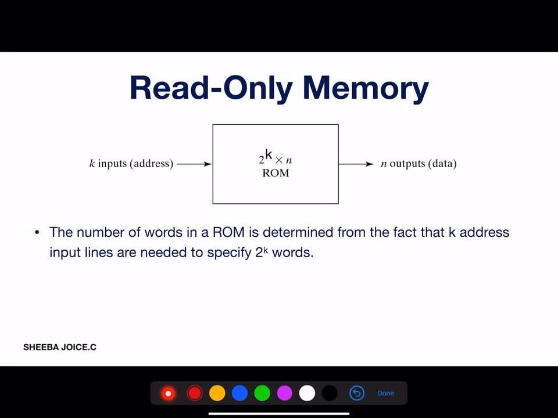Read-only memory. This is a block diagram to represent read-only memory. We can see 2 power k into n. This k represents the number of address lines. So k inputs are there, so 2 power k words are there, and we have n outputs, which are the data. The number of words in the ROM is determined from the fact that k address input lines are needed to specify 2 power k words.